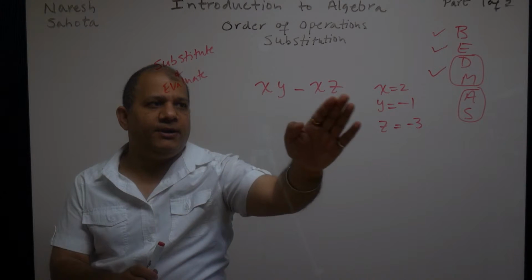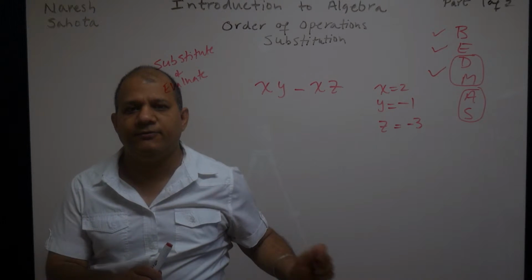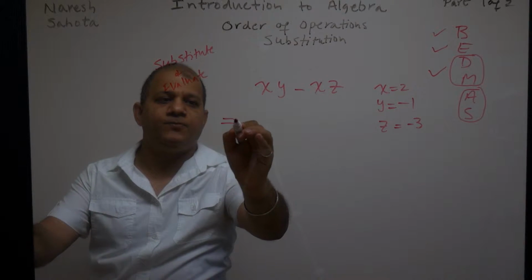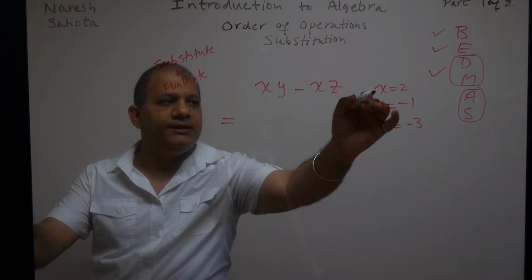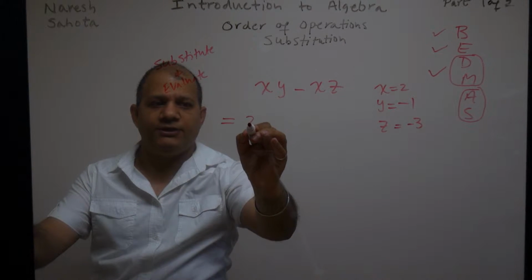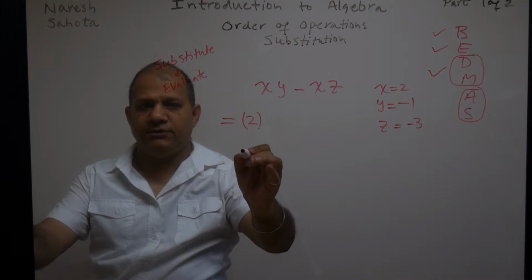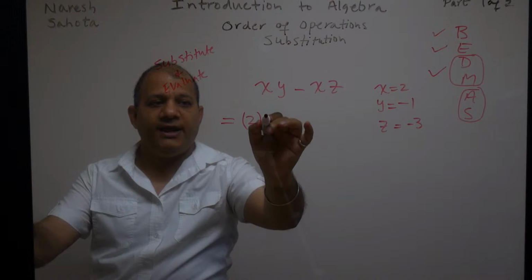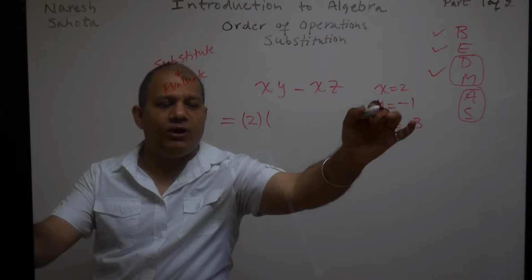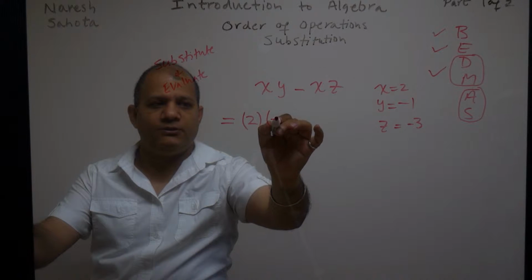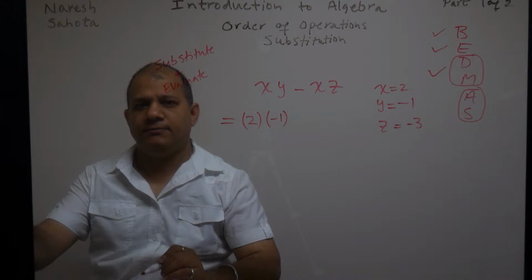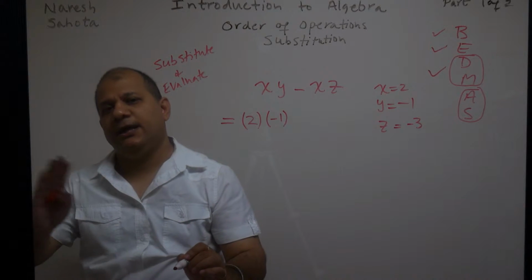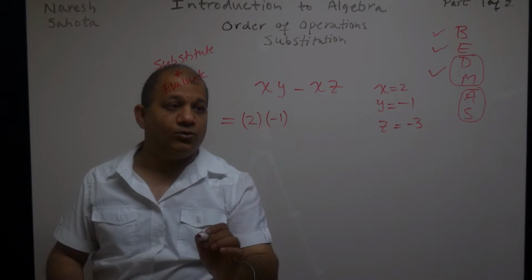And so the expression is xy minus xz, and we're given the values of x, y, and z. So the first step is to substitute. So we go equals. What's the value of x? The value of x is 2. So I'm going to write 2, and I'm going to use brackets around it. The reason is because it's now being multiplied with the value of y. So what's the value of y? The value of y is negative 1, so I'm going to replace y by negative 1. So use brackets, very important to use brackets. So you want to be clear to yourself and to anybody else who is going to look at your work.